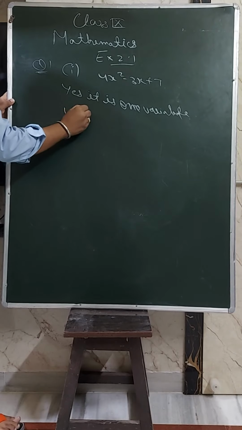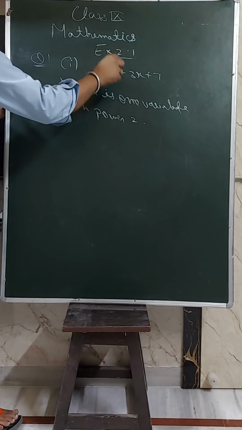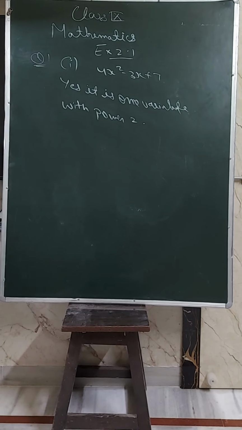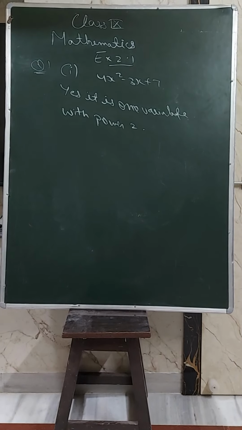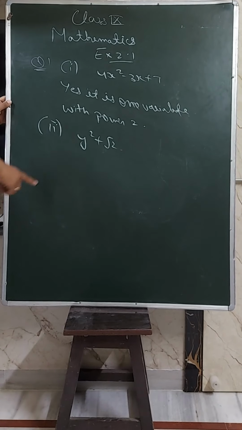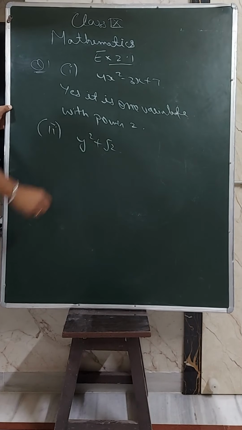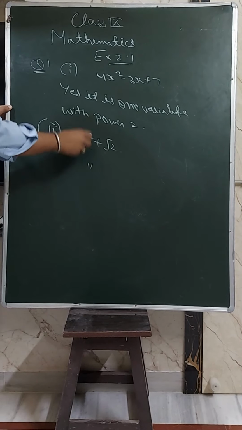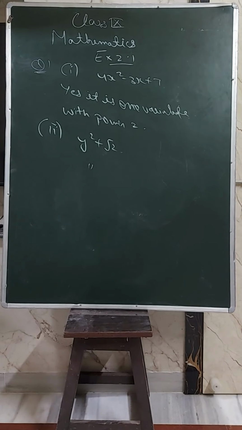with power 2. Highest power is what? 2. Now second part is y square plus root 2. See there, how many variables are there? Only one variable, y. And see the highest power is 2 only. So the same answer is there. Yes, it is one variable with power 2. Okay, do both the parts.